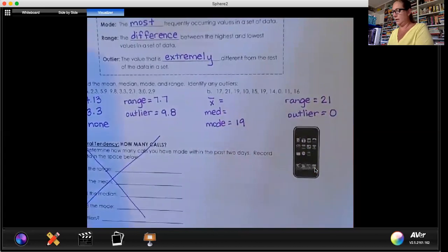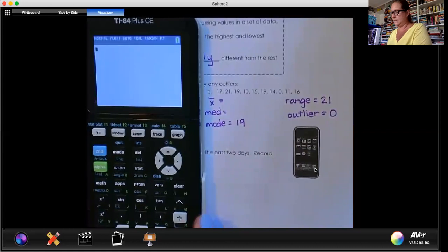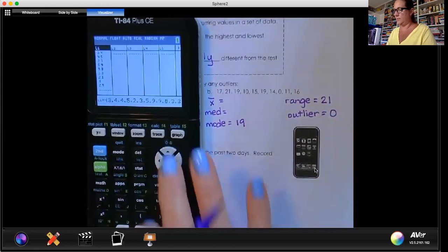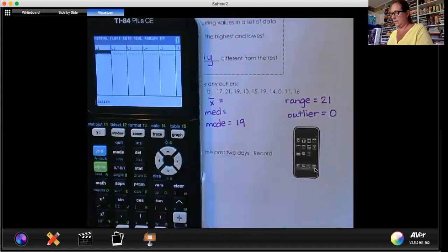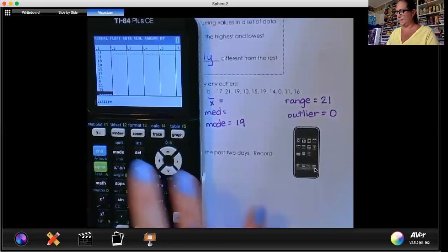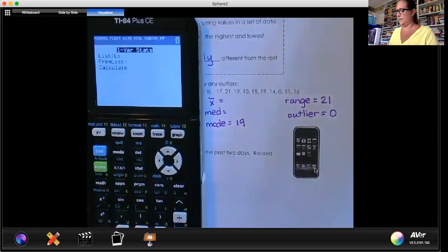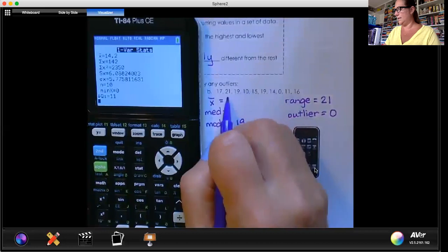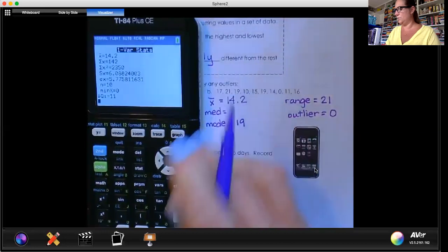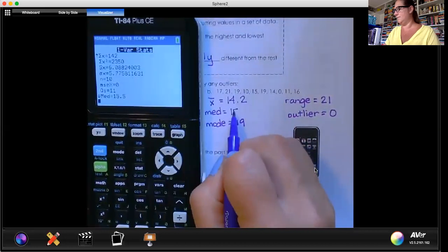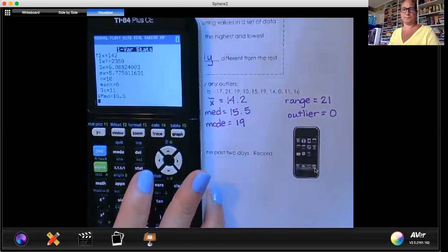So we're going to enter our data in list 1 again. So we're going to stat, edit, up, clear, down. And we're going to enter our data. Don't forget to add that 0 in there. Second quit, stat, calc 1, calculate. And our mean is 14.2, and our median is 15.5.